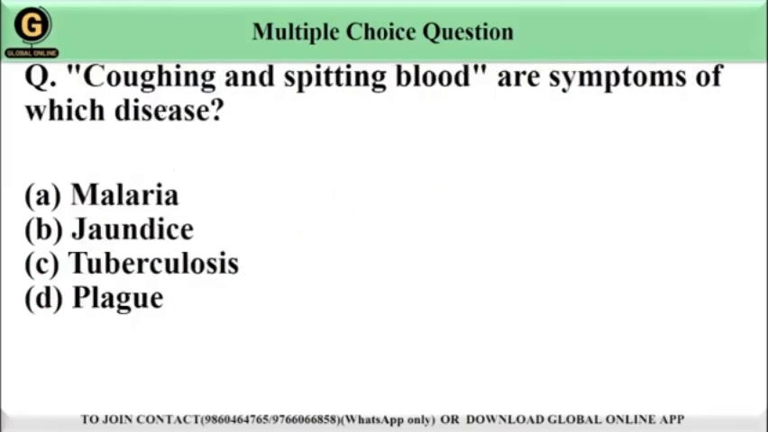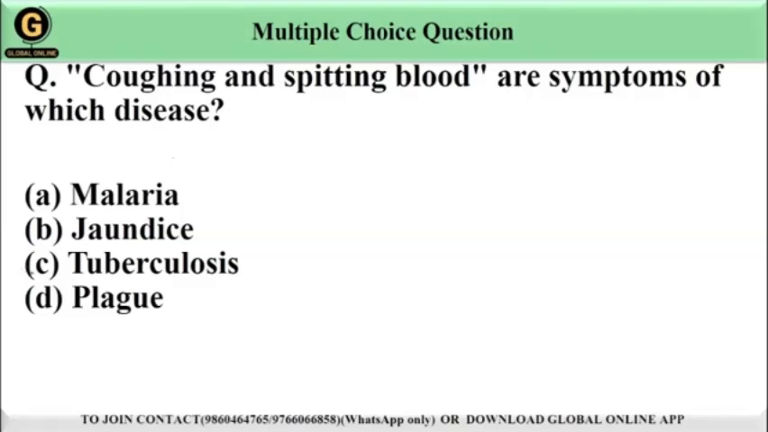Coughing and spitting blood are symptoms of which disease? Options are given. Option A, malaria, option B, jaundice, option C, tuberculosis, option D, plague. So friends, tuberculosis or TB is a bacterial infection that primarily affects the lungs and is characterized by symptoms such as persistent coughing, chest pain, and coughing up blood.